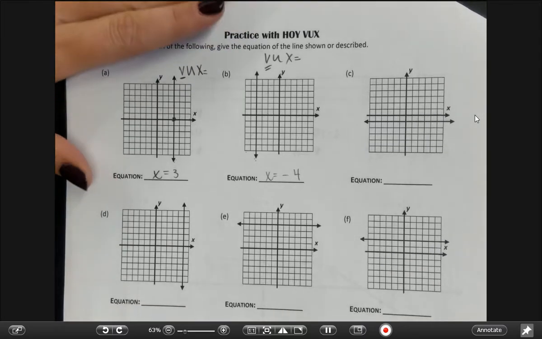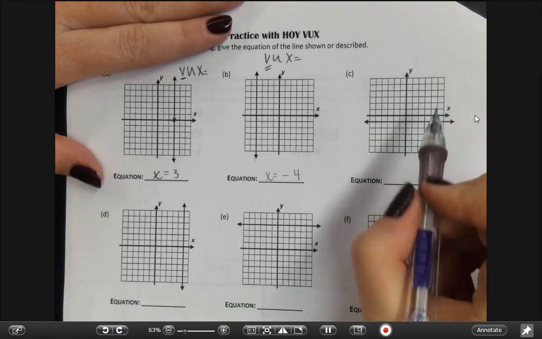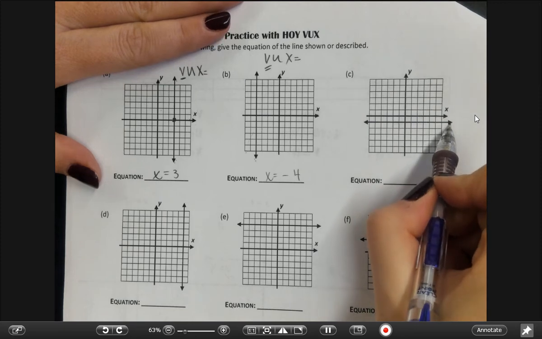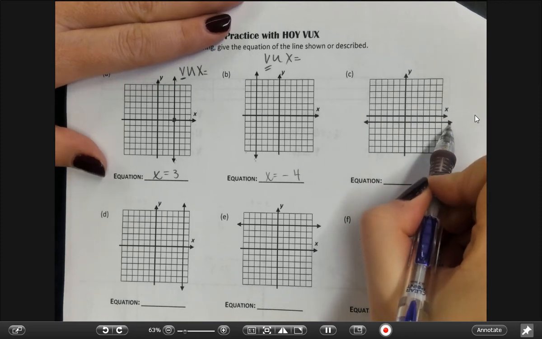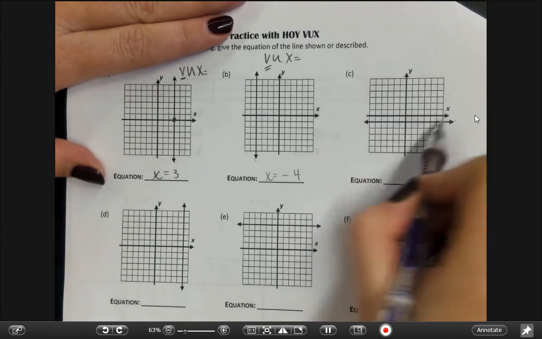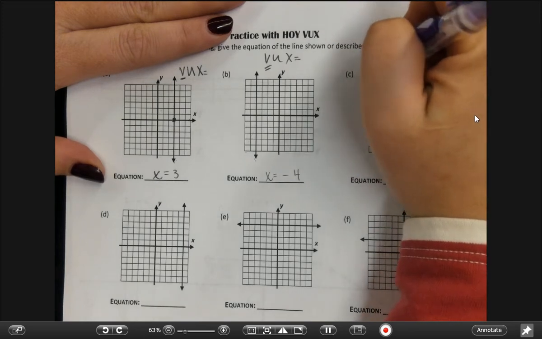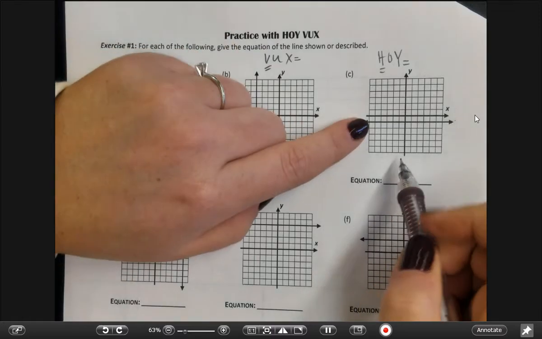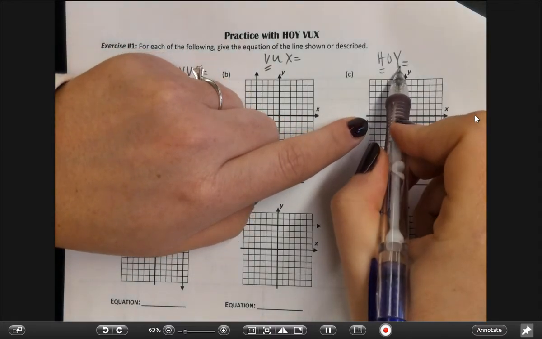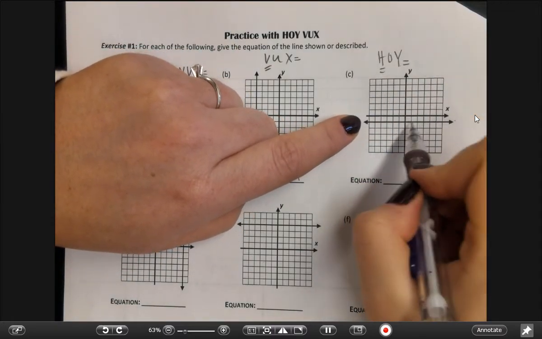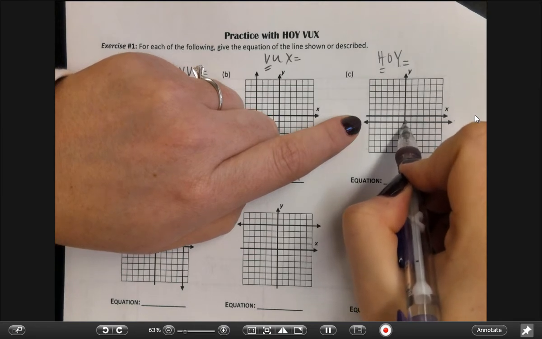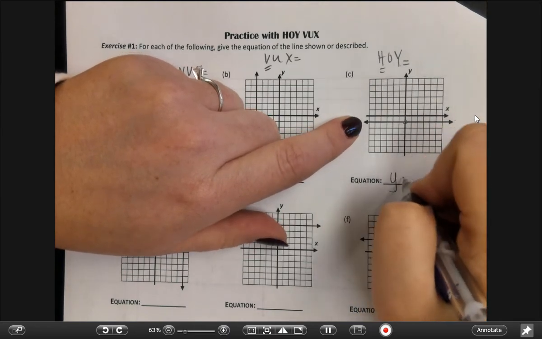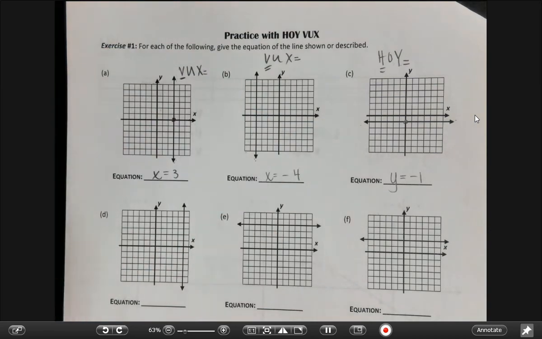All right, this next one, what is the line? Is this horizontal or vertical? This is horizontal, so that means I'm hoi. Horizontal, y equals. What's the y value here? That's what y is going to equal. The y value is down here at -1. So the equation of this line is y equals -1.